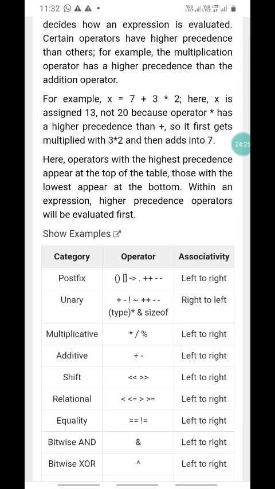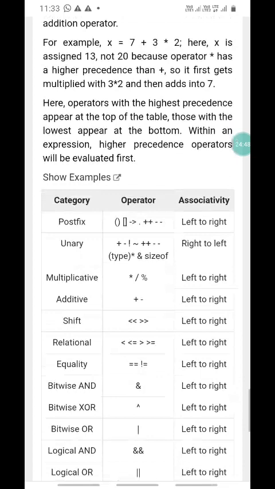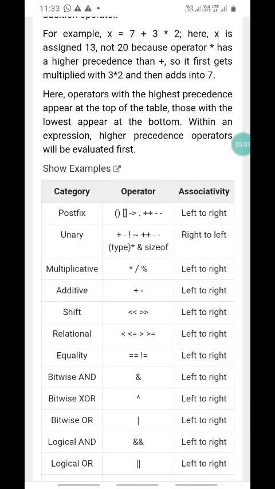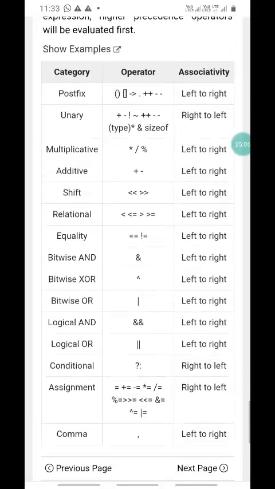Multiplicative is left to right: multiplication, division, modulus; addition and subtraction, left to right. Then shift, and relational: less than, greater than, greater than or equal to, less than or equal to. Left to right is the order of precedence for how to solve the expression, just like the BODMAS rule for a mathematical expression.